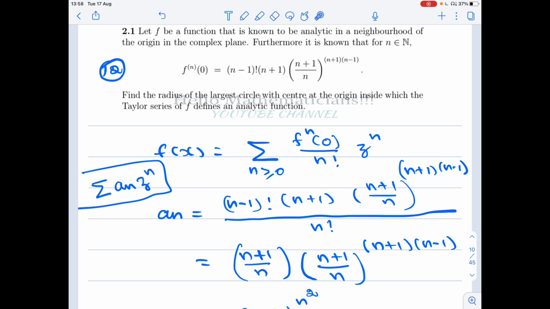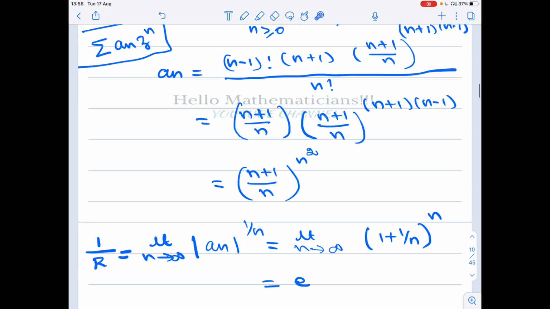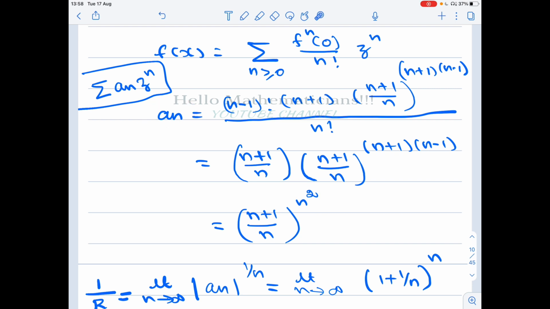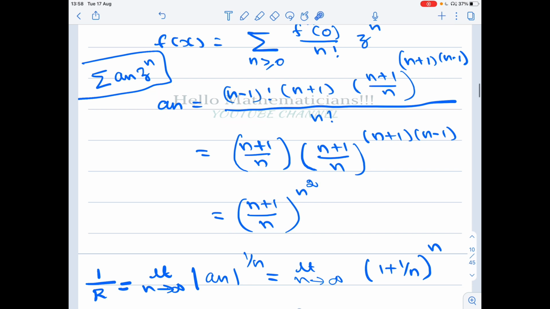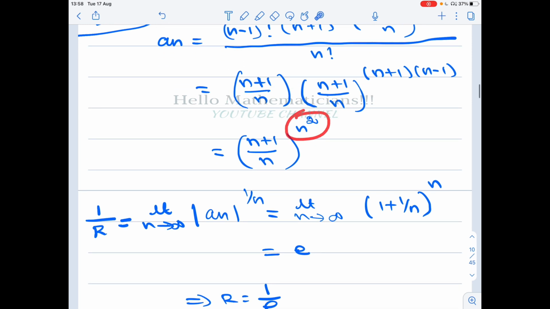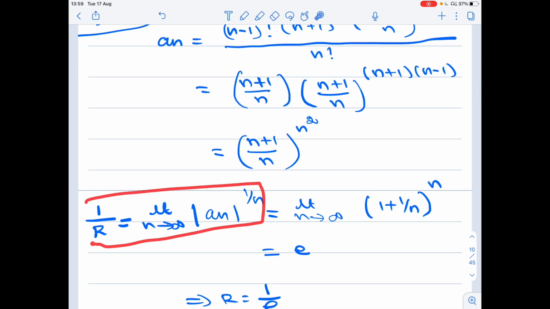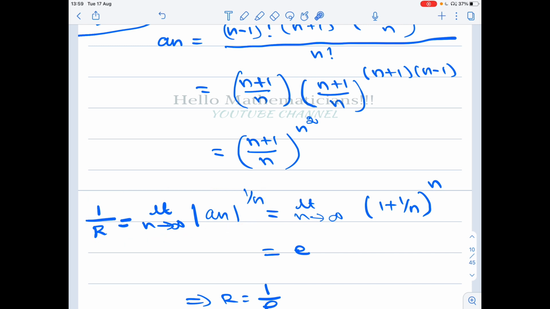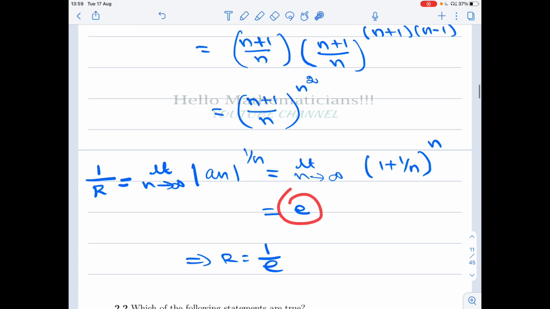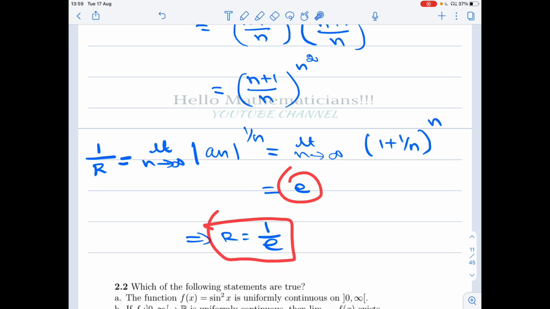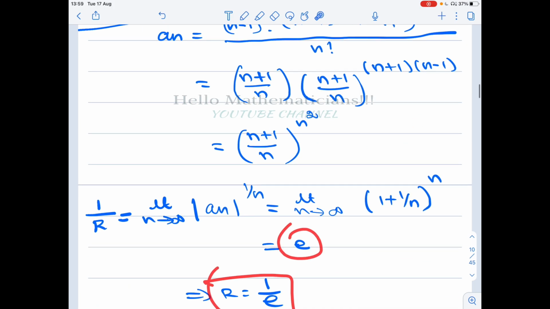Now we know ratio test, root test to calculate the radius of convergence. We use that result. If you simplify this expression, a n is n plus 1 by n whole power n square. So whenever n powers comes in the power, it's better to use the root test to calculate the radius of convergence. So 1 by r equal to limit n tends to infinity mod a n whole power 1 by n. So this 1 by n and n will cancel. So you get e. So r equal to 1 by e. Okay, so this problem can be done easily.